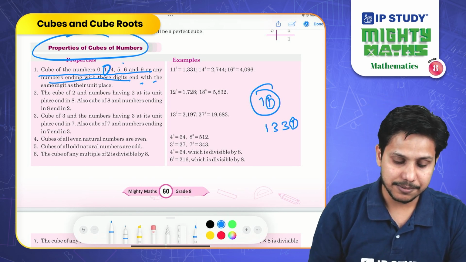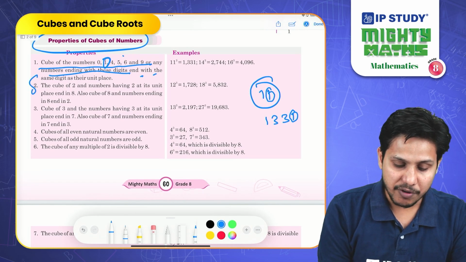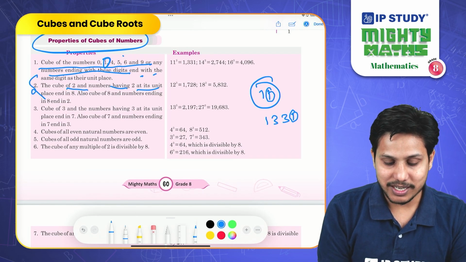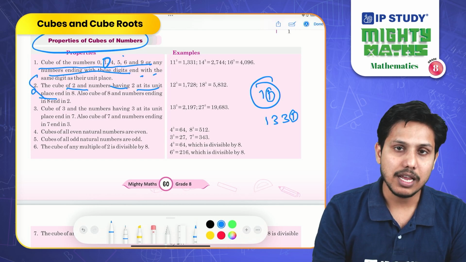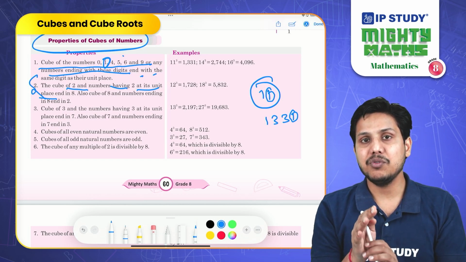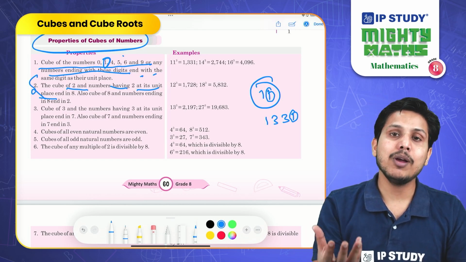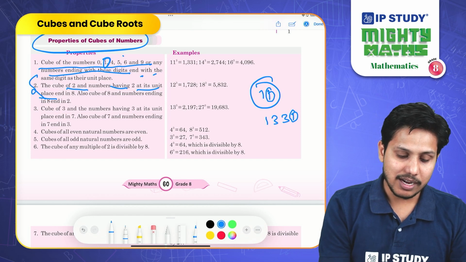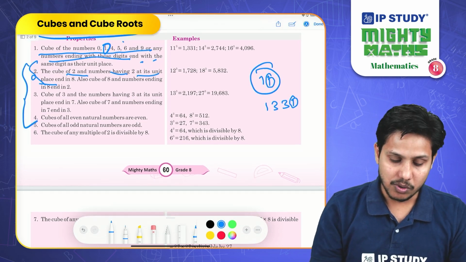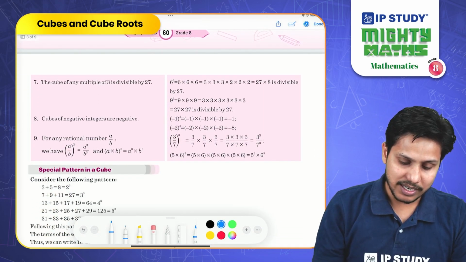Yes. Similarly, for a number having 2 at its unit place, if we have a number such that the unit digit is 2, then its cube has a unit digit 8. So here are some more properties that you can go through. Yes. Now let me take this property.